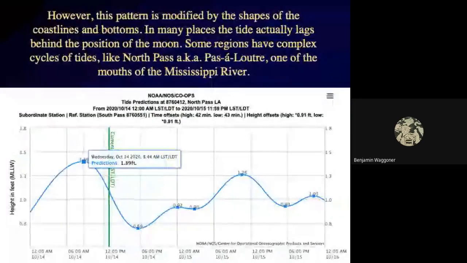It's not nearly that simple, though, because the pattern is always being modified by the shapes of the coastlines. It can be modified by the shape of the bottom of the ocean. It can be modified by peninsulas or islands that bulge has to go around. In some places, it can be modified because you can have situations where a tide going out interferes with a tide coming in.